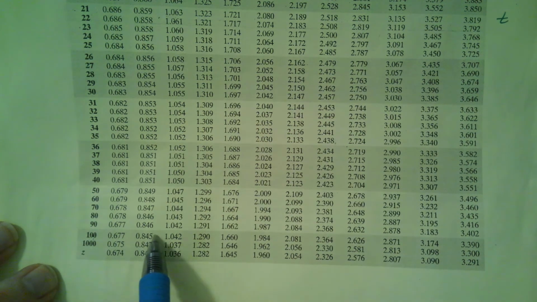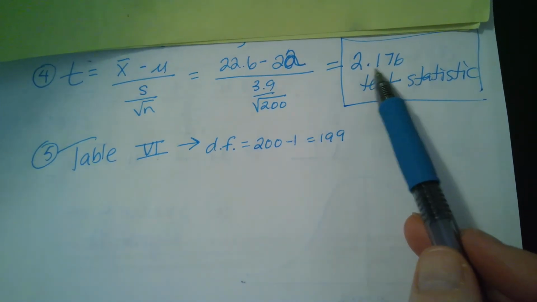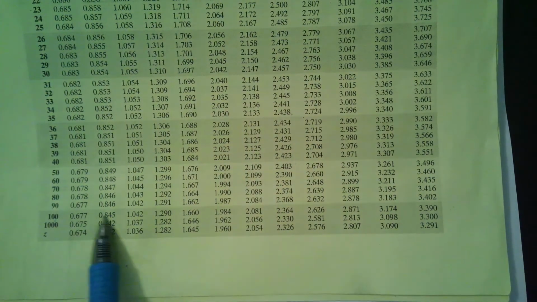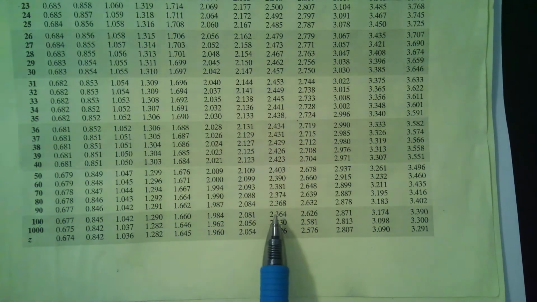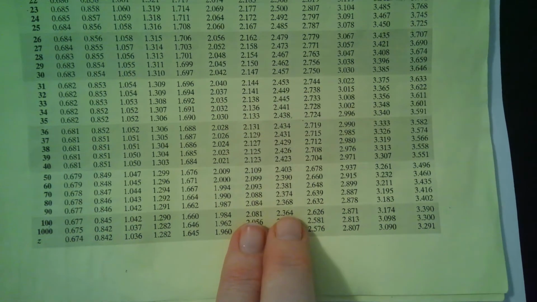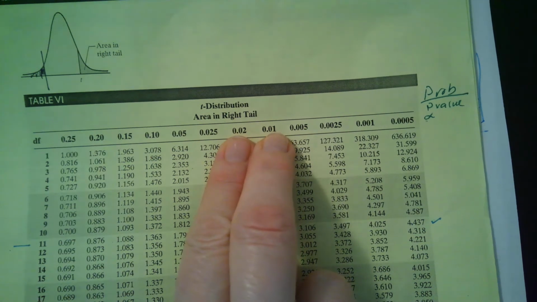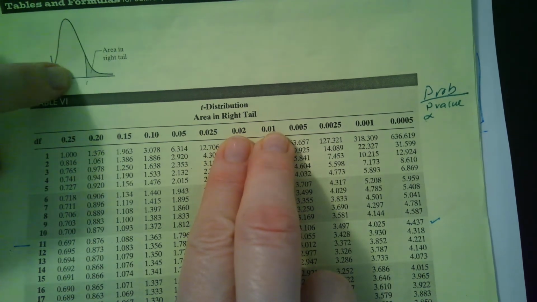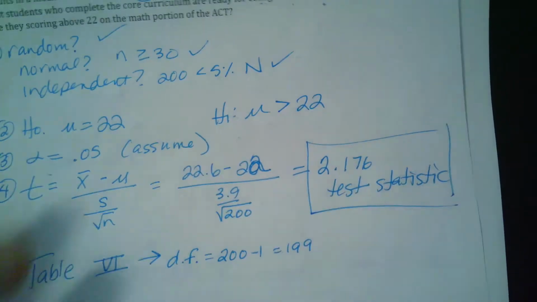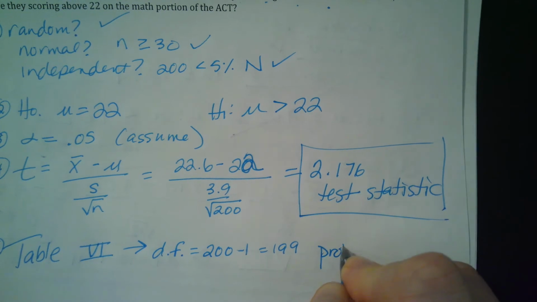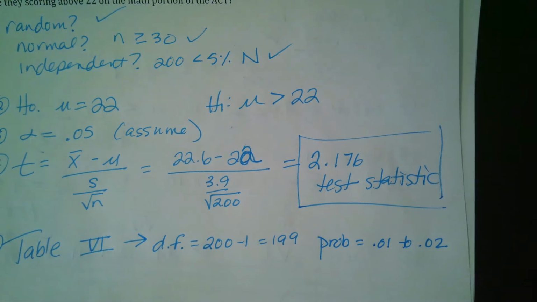And then I go across that row until I find the T that is closest to my test statistic, which we found was 2.176. So 2.176 lies in between these two numbers here. So that means my probability is going to lie in between these two numbers here. So the probability, or the area in this curve, is going to be between 0.01 to 0.02. Somewhere in between those values.